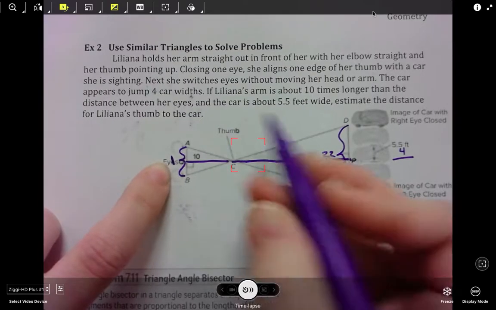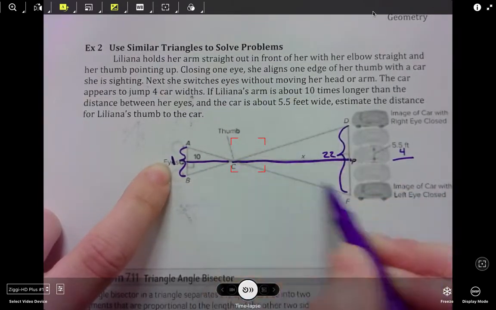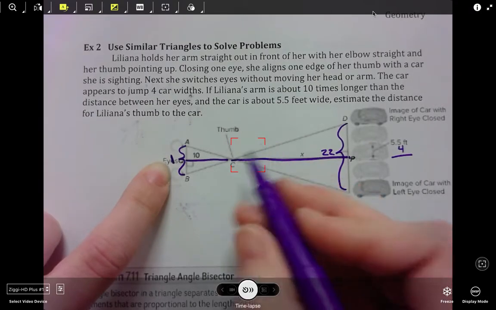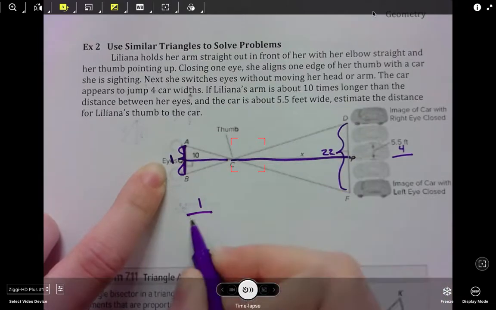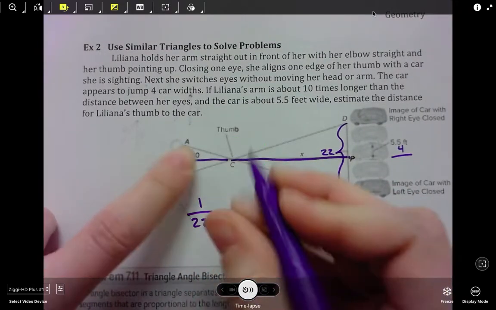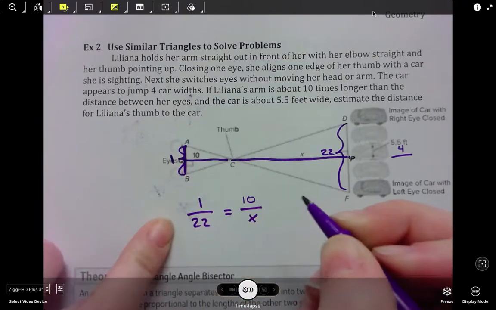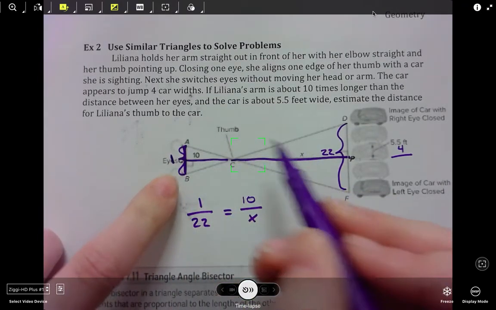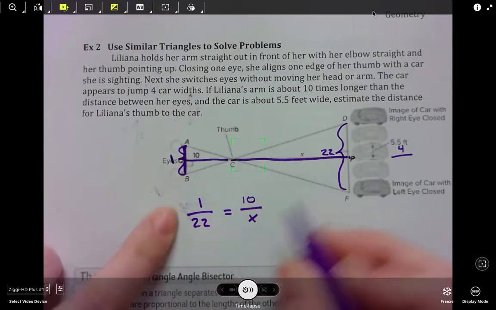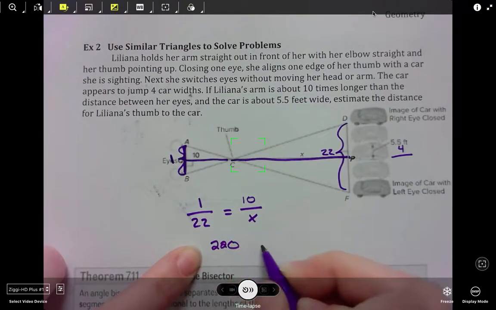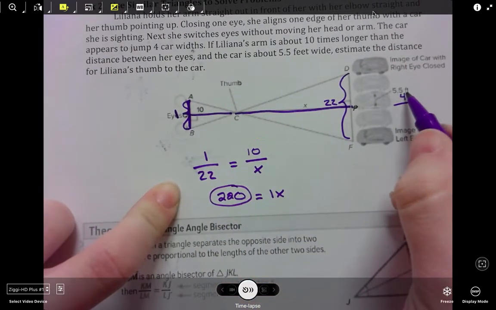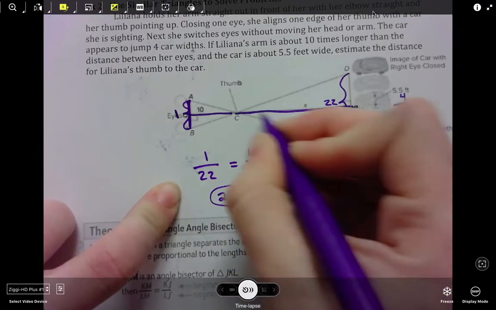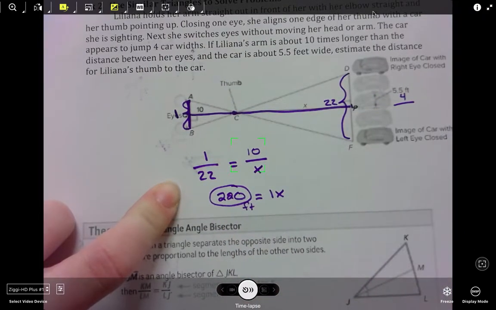That's fine. Okay, so these two triangles are going to be similar to each other. So we can say that 1, which is this length here, corresponds to that 22, which is over here. And that's going to be equal to 10 over x. Okay, so 1 corresponds to 22, 10 corresponds to x. We're going to cross multiply. So 22 times 10 is 220 equals 1x, and I could divide the 1 over, or you don't have to. X is equal to 220, and the units are in feet. So 220 feet is how far her thumb is to the length of that car.